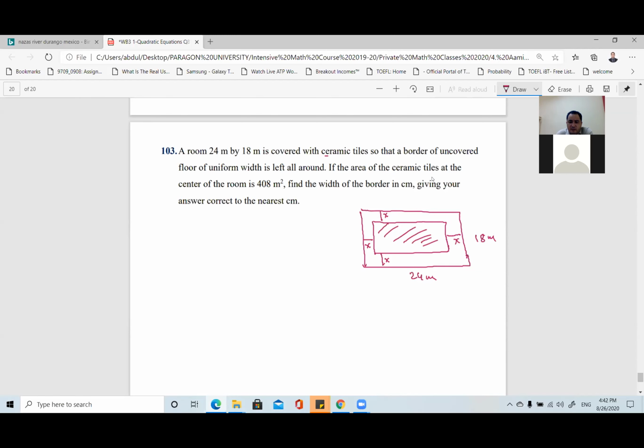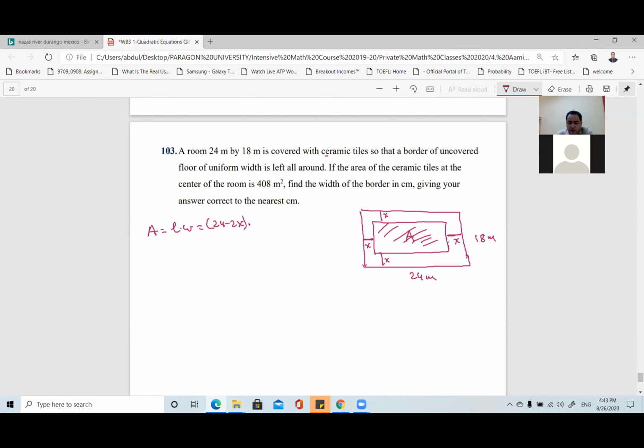If the area of ceramic tiles at the center of the room is 408, let's say that area is capital A. How do you find the area? It's just a rectangle. It is length times width, right? Since the length of the room is 24, and here we'll have some space empty, also here uncovered, the length of this covered part will be 24 minus 2x, right? So here we have 24 minus 2x times.